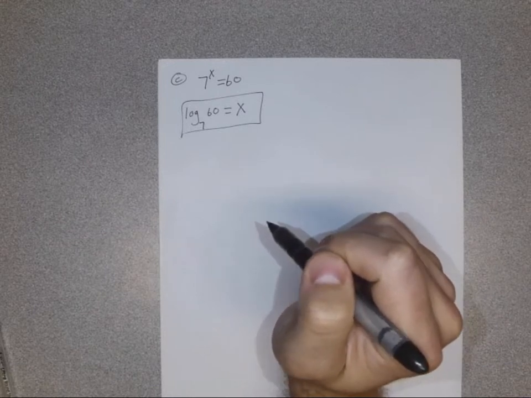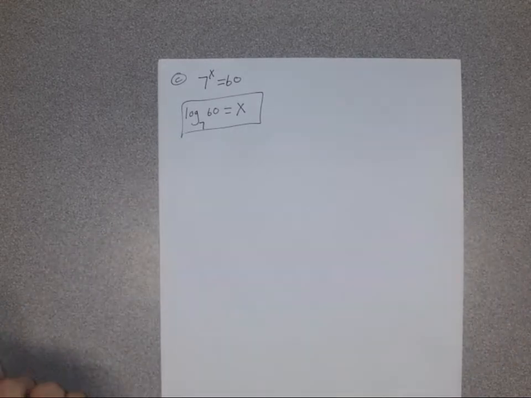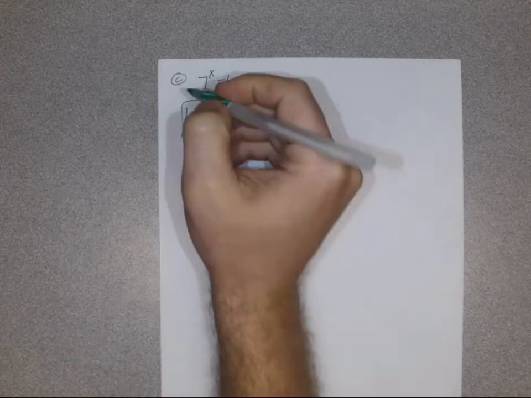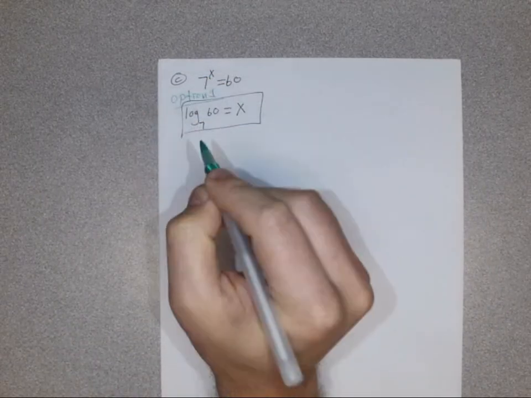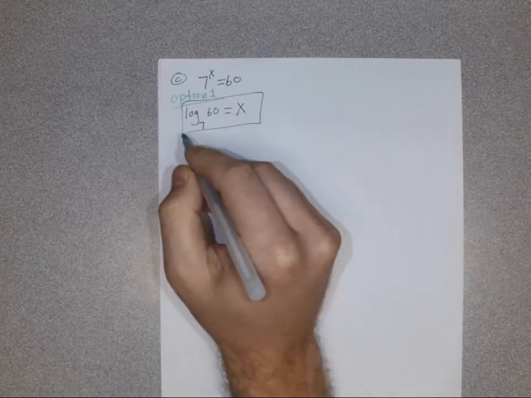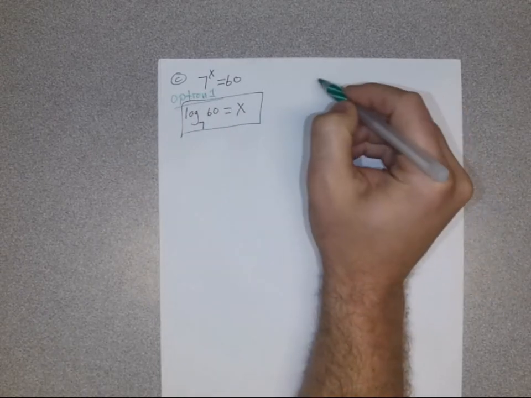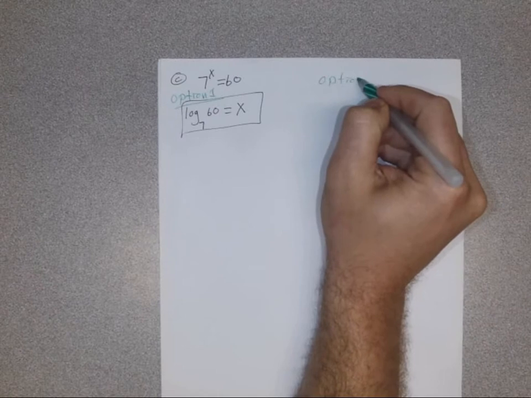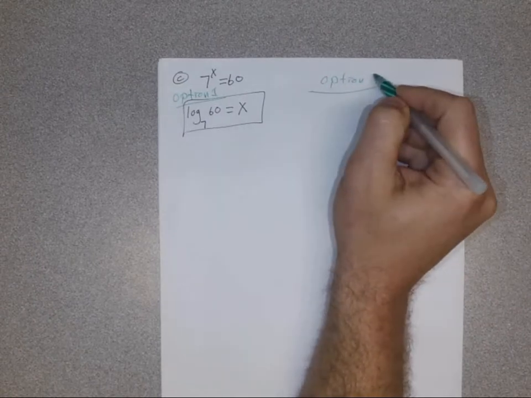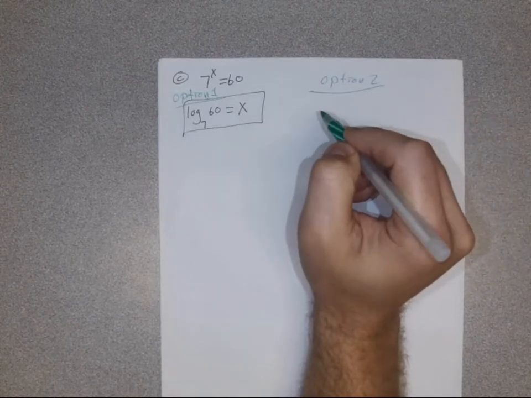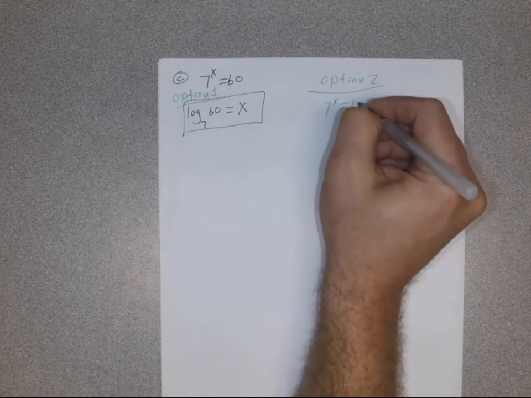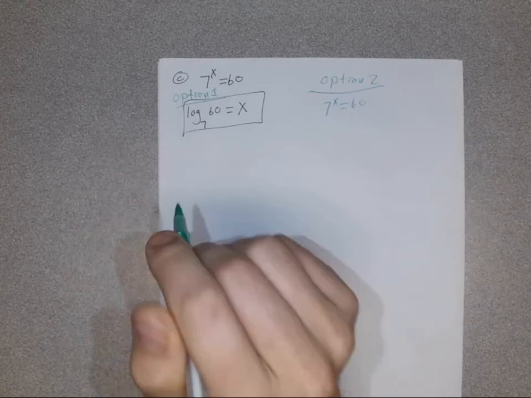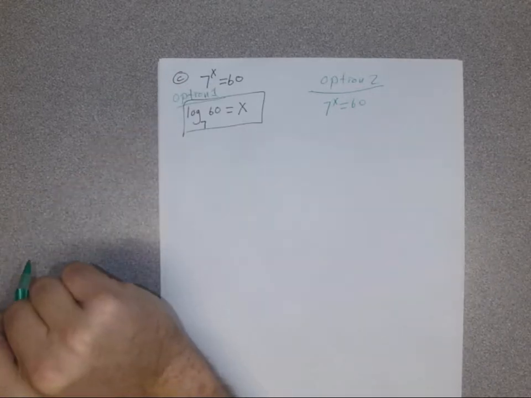Okay. So there is a second way to do this, and I do want to show you now that I've thought it over for a minute. This is option 1, and this is the fastest way, and I'm okay with you doing this. Option 2 is easier to do in some cases. So let's just start over. 7 to the x power is equal to 60.